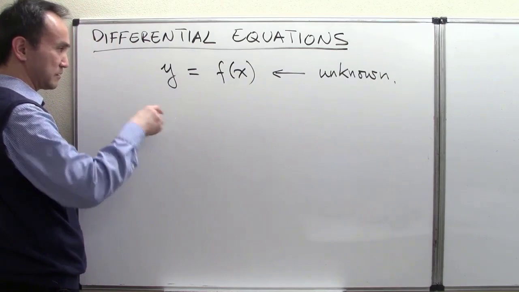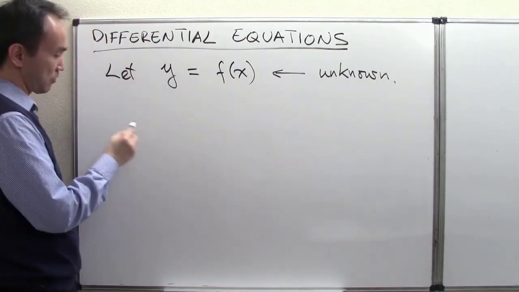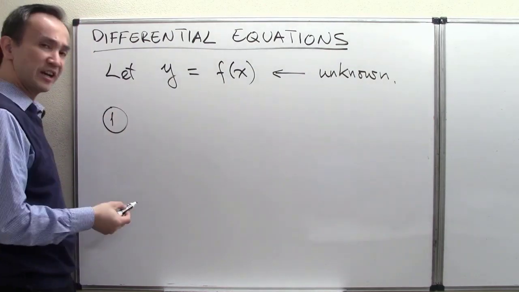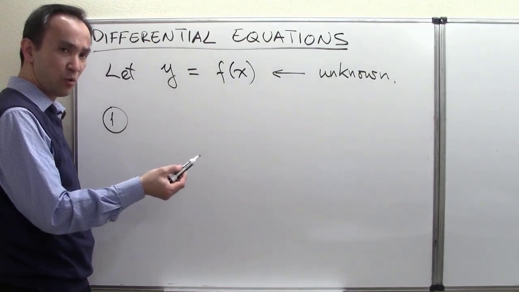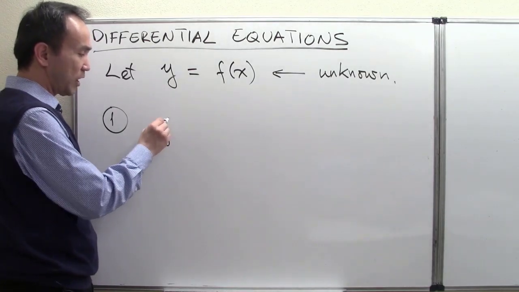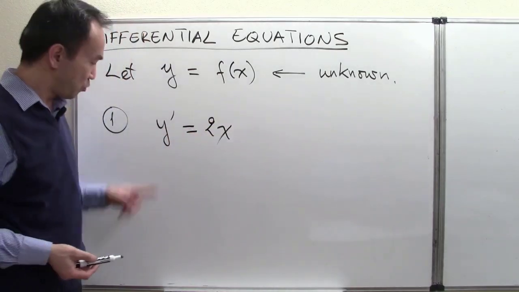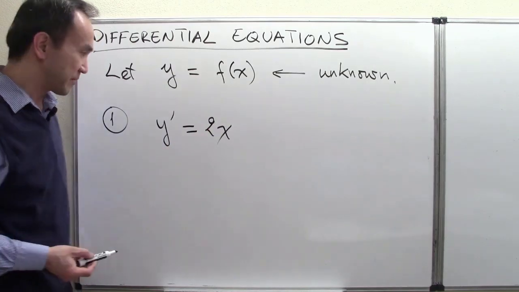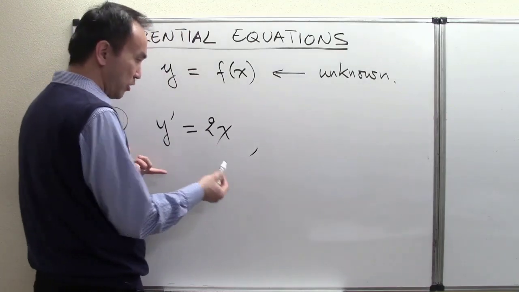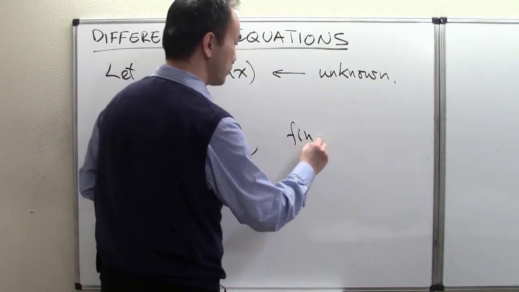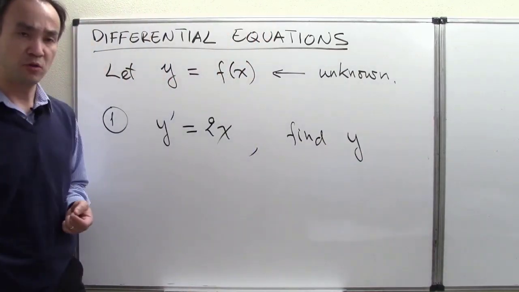For now, I'm just going to let y be equal to f of x, and f of x is unknown. So the first equation I want to bring up is very common to anyone after learning a while in Calculus 2. Let's say we have y prime equals 2x. What's the goal of this equation? Let's say out of that equation we want to find y.